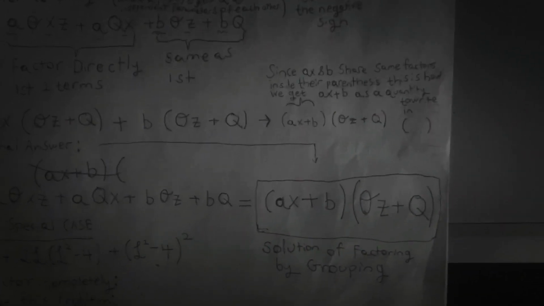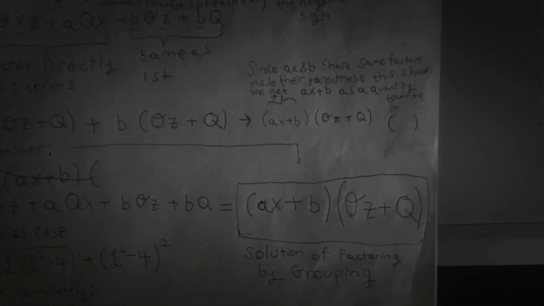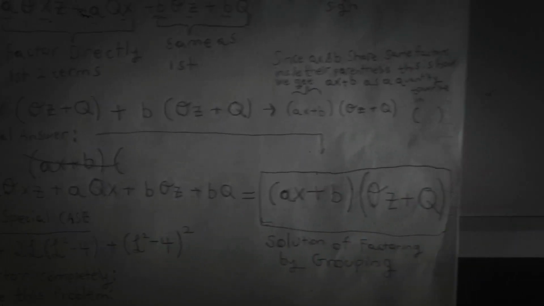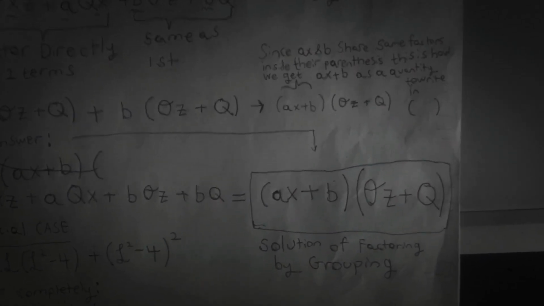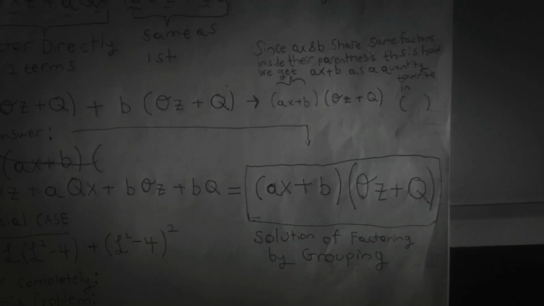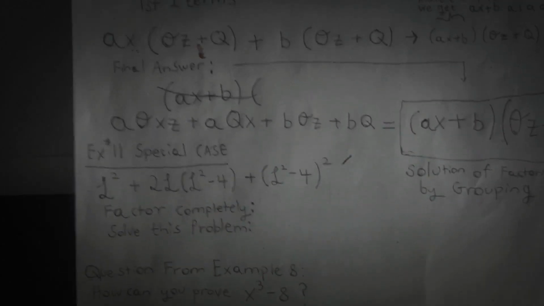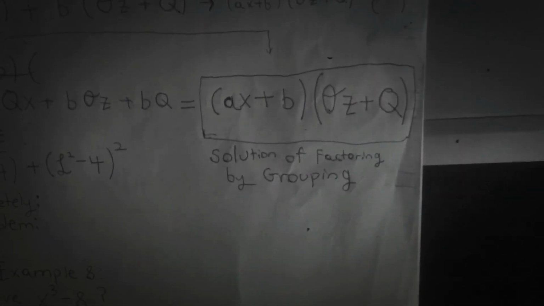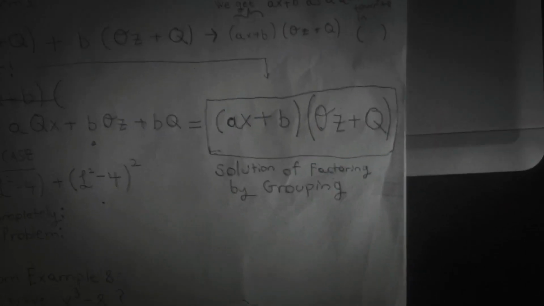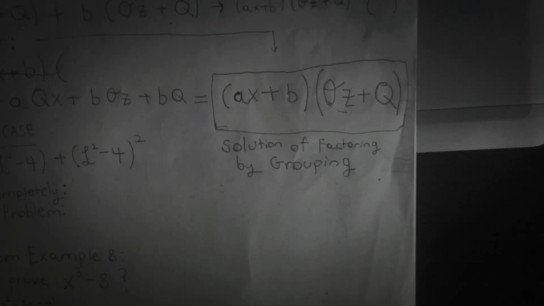Since ax plus b, provided in the previous step, share the same factors inside their parentheses, we have to end up forming a parentheses for ax plus b as a quantity written in parentheses. So ax plus b is a factor times theta z plus the quotient. Now when we do that, this is our final answer from this original problem. ax plus b times theta z plus quotient. This is our solution for factoring by the grouping method.